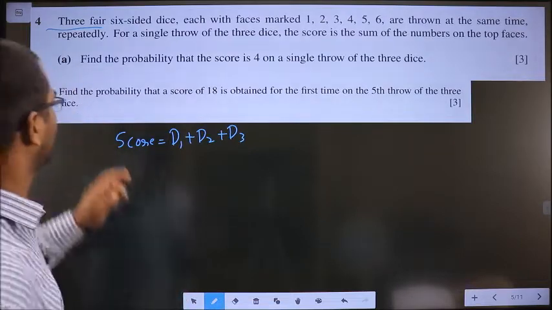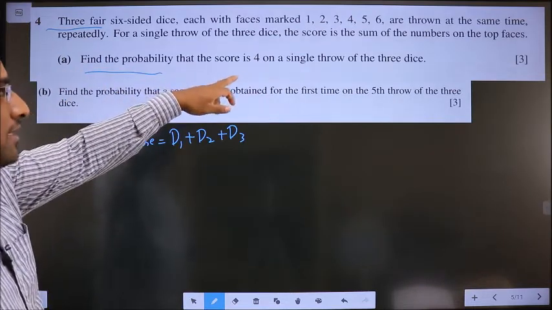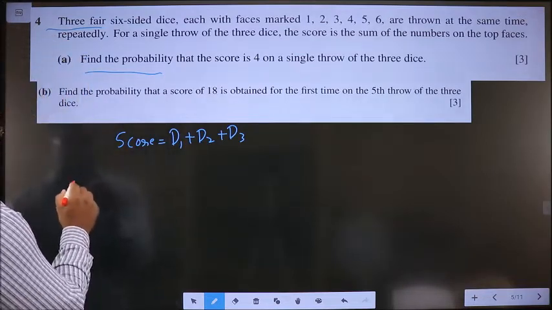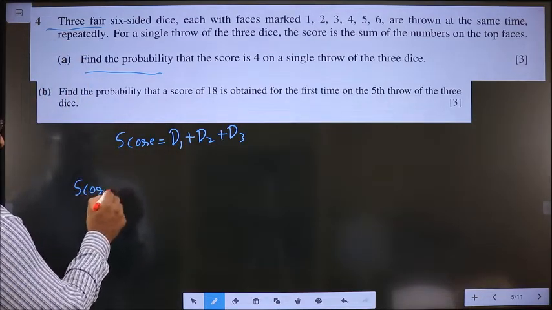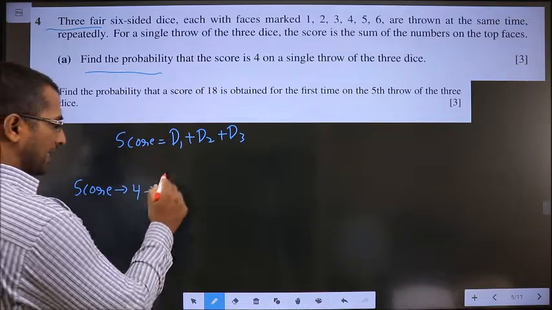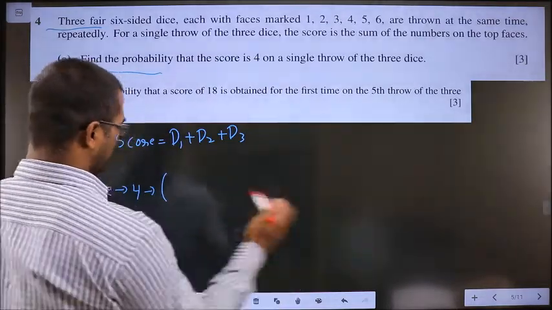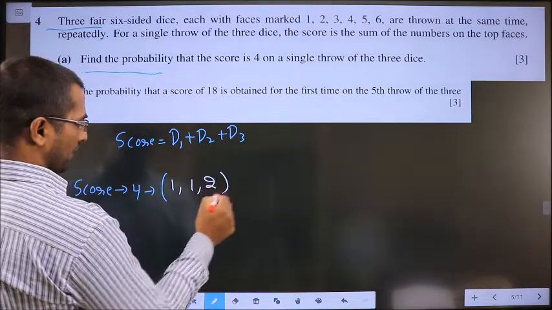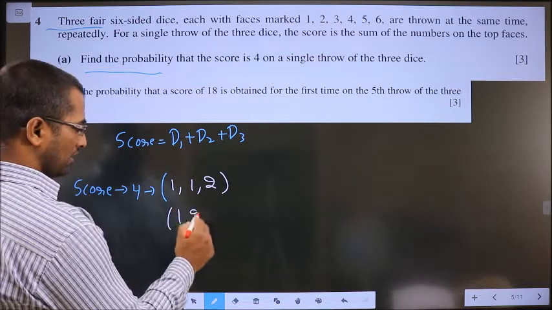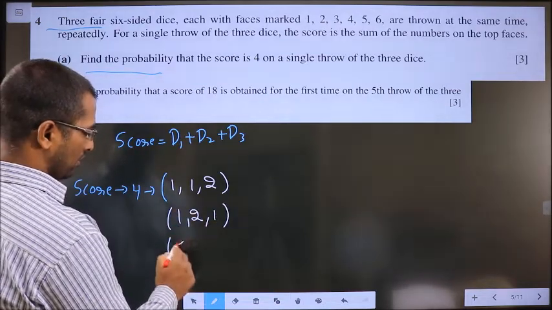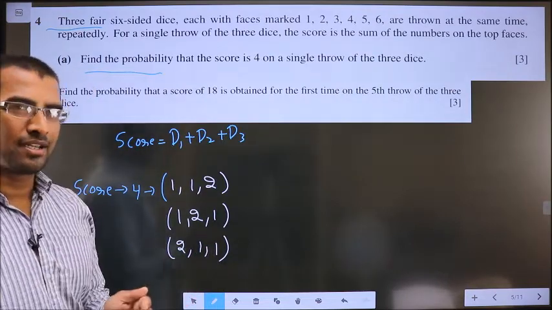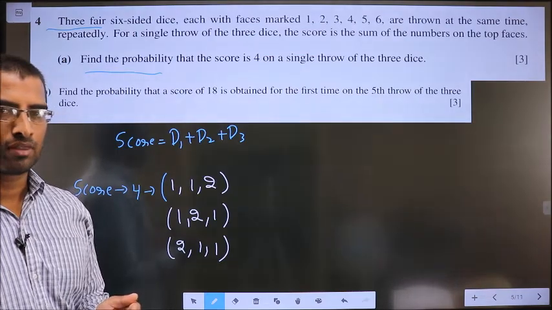Clear? Continue. Find the probability that the score is 4 on a single throw of the 3 dice. First, let us find in what all cases can my score be 4. I can get a score of 4 only in these cases. If I take it to be 1, 1, 2, add the 3, I will get 4, or 1, 2, 1, or 2, 1 and 1. No other option will give me a score of 4.